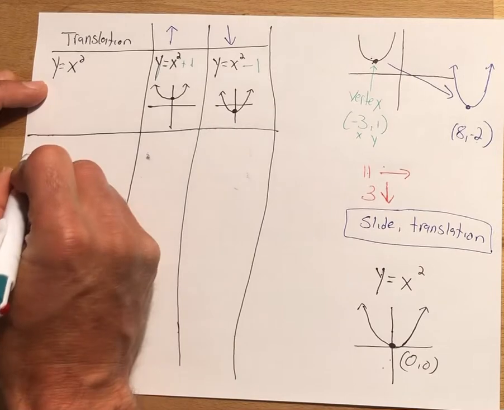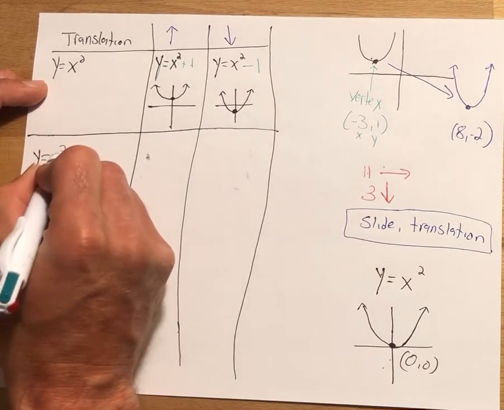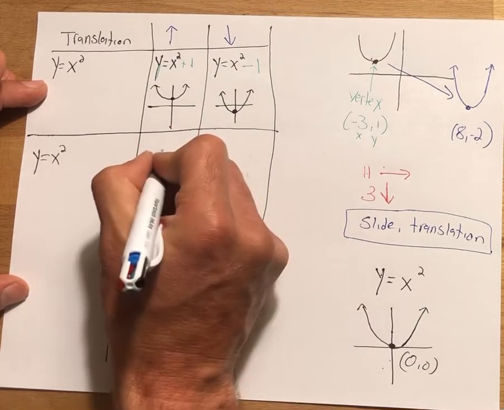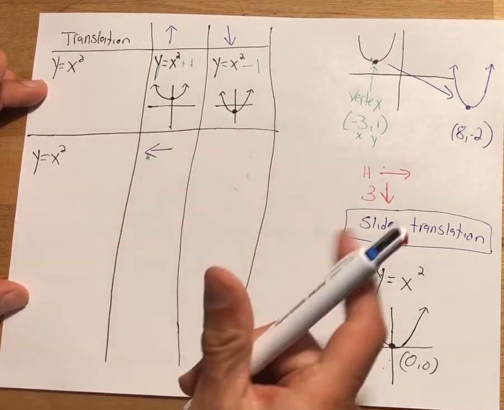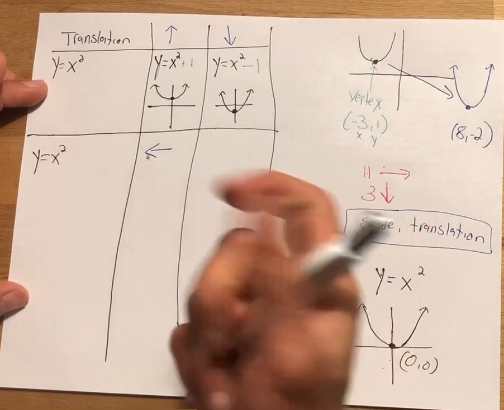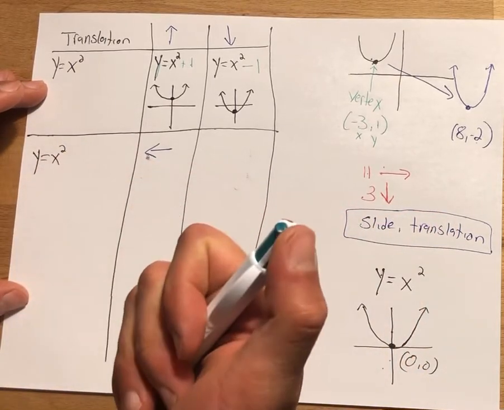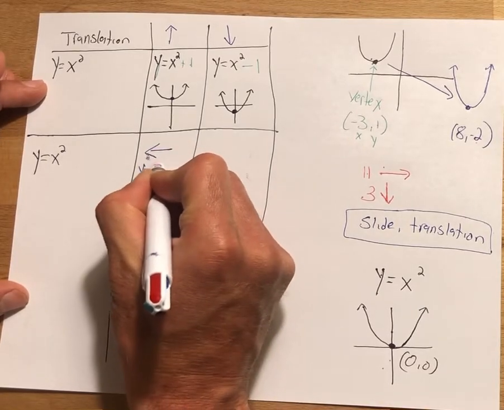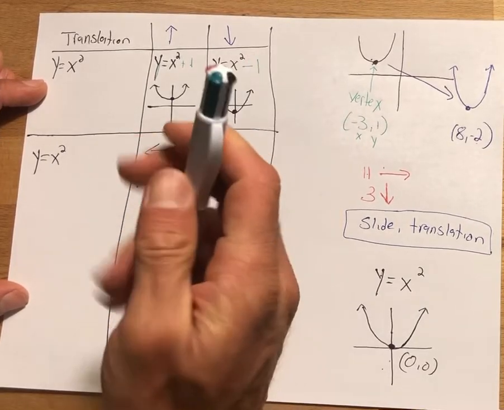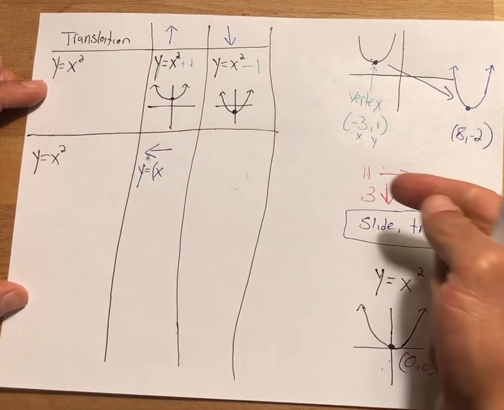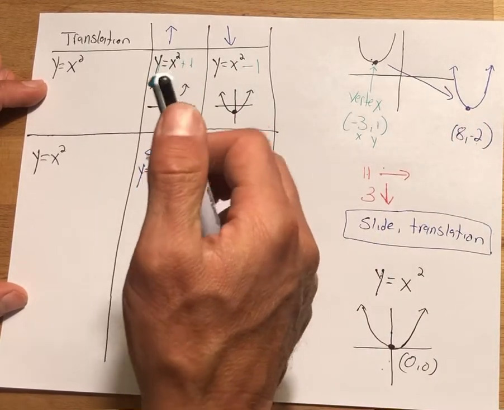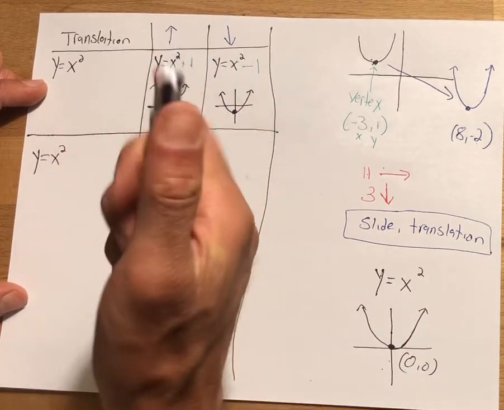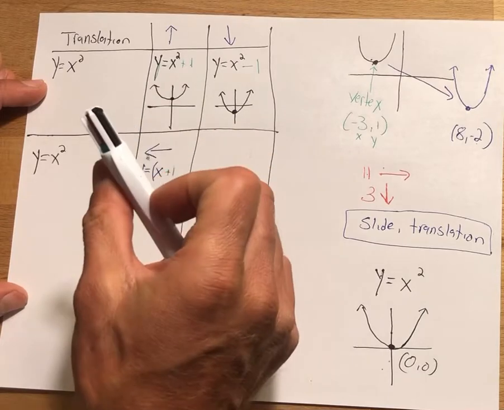Okay, let's take this original graph, y equals x squared, and now I want to move it to the left. The way you move it to the left is you make this a parenthesis. So if we were to go y equals, and I'm going to put a parenthesis x, now I'm going to move it 1 unit to the left. If you're moving it 1 unit to the left, you put a positive 1 inside the parenthesis. It's the opposite way.